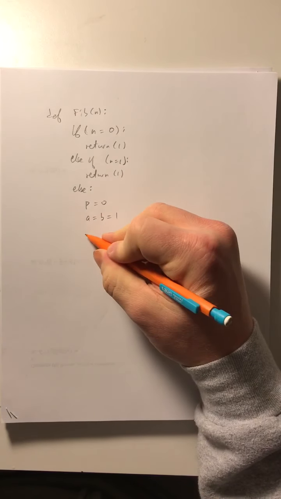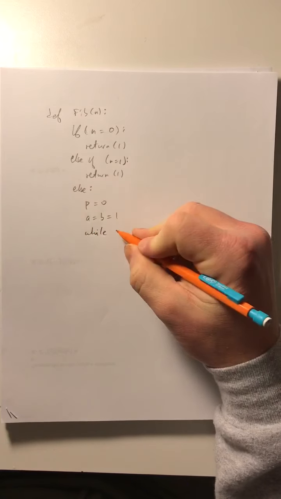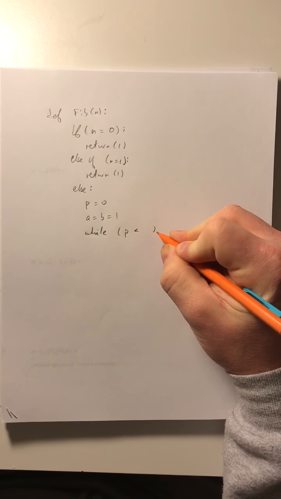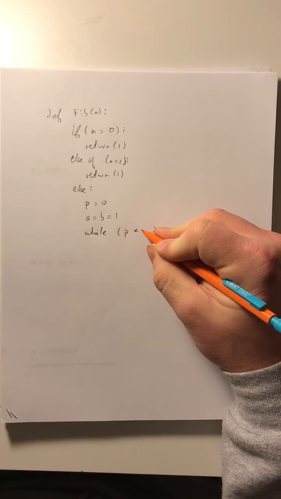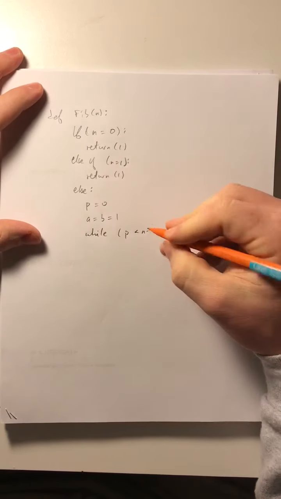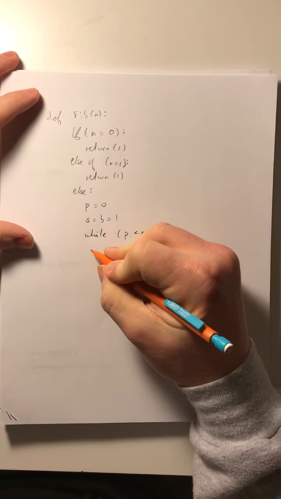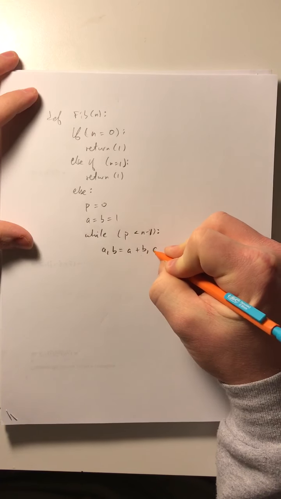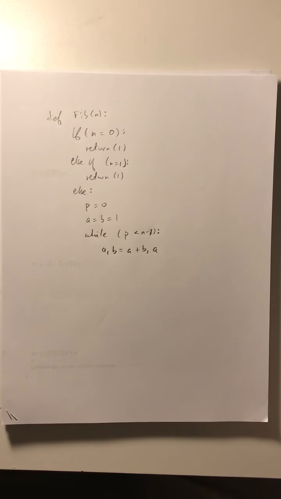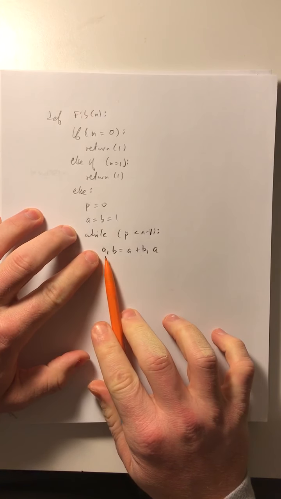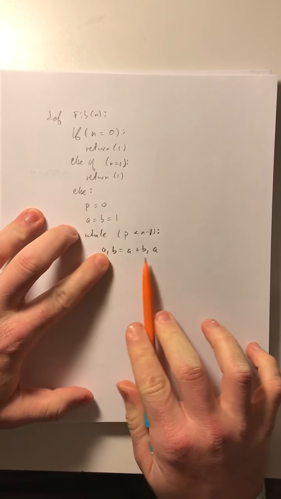Okay. So I'm going to say while p is less than, and I don't remember how many times I need to increment here. I think I want to say n minus 2, or n minus 1, because I'm starting at 0. I need to do n minus 1. I'm going to say a, b equals a plus b, a. Here, this is updating the values of a and b. a is now getting the a plus b value, and b is getting the old a value.